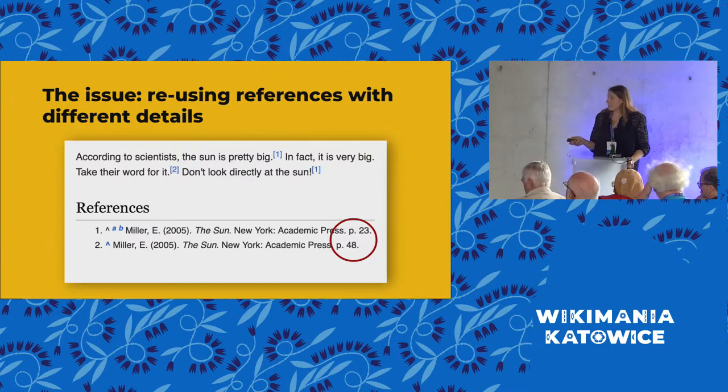This is something that is not so easy to do in Visual Editor. It's very difficult to create a copy of a reference and then change the details, because when you change the details, the other reference also changes with it.